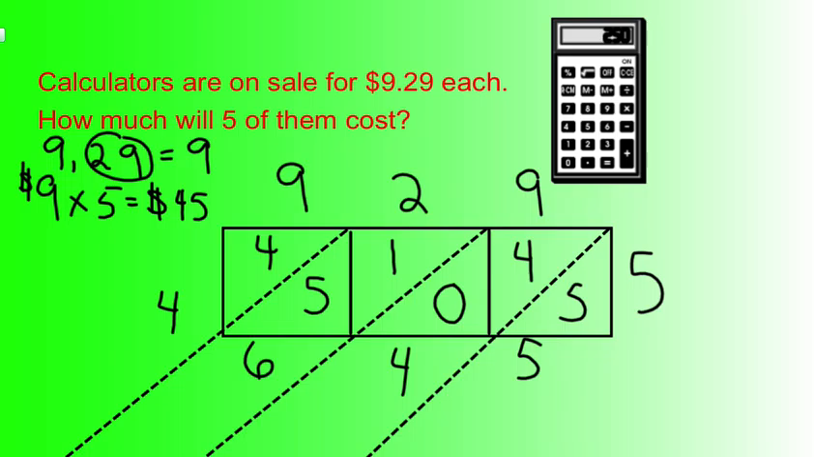We're left with 4, 6, 4, 5. Now, we talked earlier and we said that we're going to be looking for an answer somewhere around $45. And so if that's the case, then we're going to need to put our decimal point right here, because our answer is going to be just a little bit more than $45, which comes to $46.45.